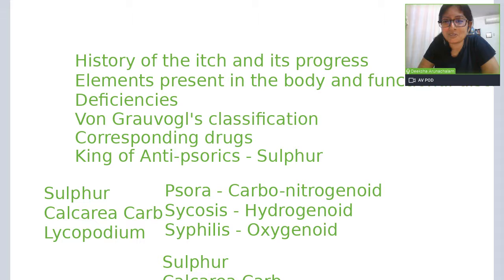Covers all manifestations of Psora. Yeah, it does, but then why? The question is why does it cover? We all know it covers Psora, right? That's why we're calling it the king of antipsorics. Symptoms are in a dormant stage? No, they're not. If you talk about latent Psora, still it will get manifested under the right conditions.